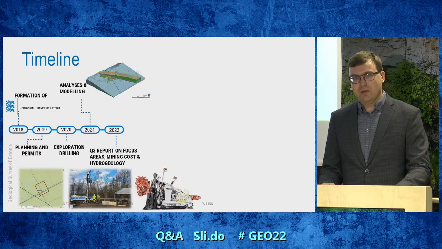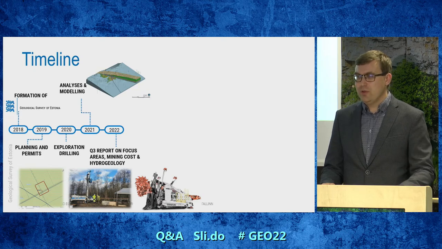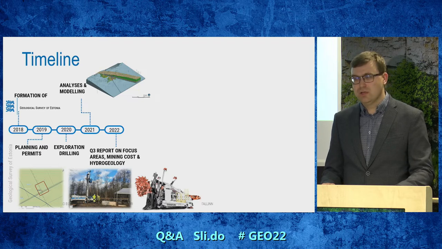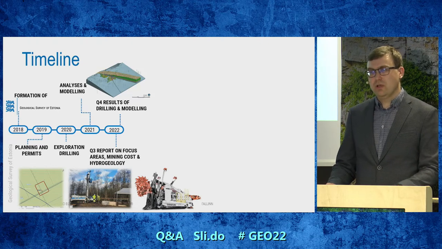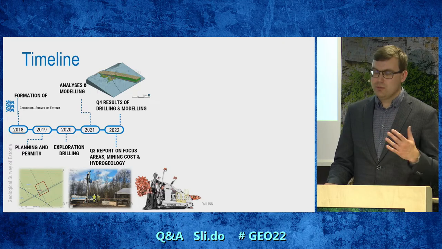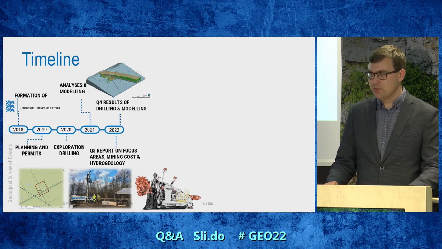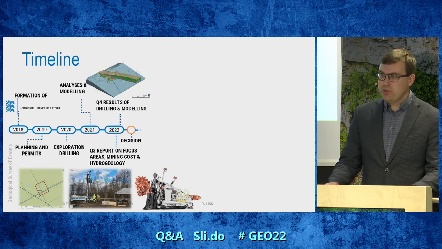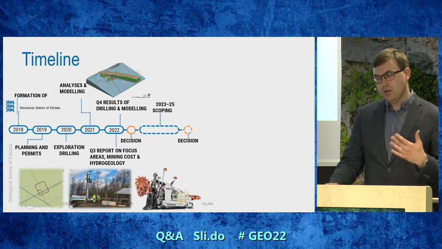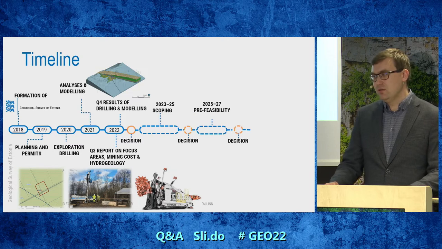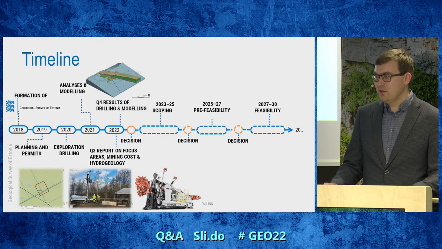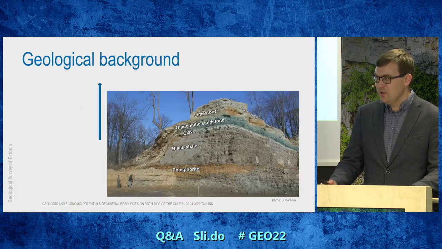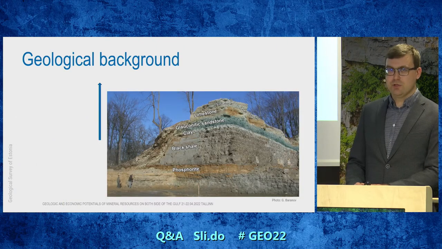And now we have a year that we plan to do a lot of report writing, or we're already doing it. So in Q3, we are planning to publish a report about the focus areas, the preliminary mining cost, and hydrogeology. And at the end of the year comes the more geologically focused report about the results of the new drilling activities and modeling. So, now we are at the decision point, how to move forward. But in general, the way should be to scoping stage, then pre-feasibility, feasibility, and if everything seems bright, then investment decision and construction. So this was about the project, but now a few words about the geology.